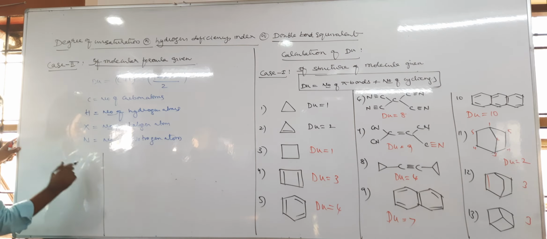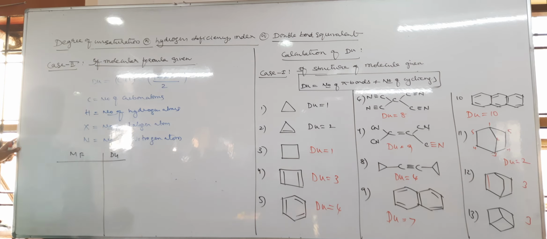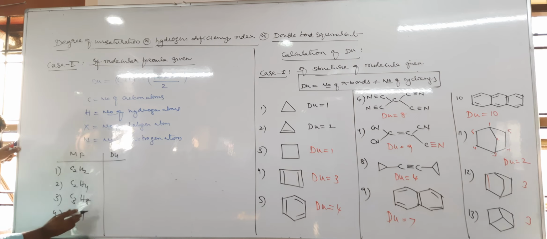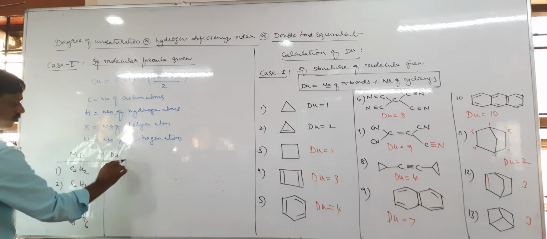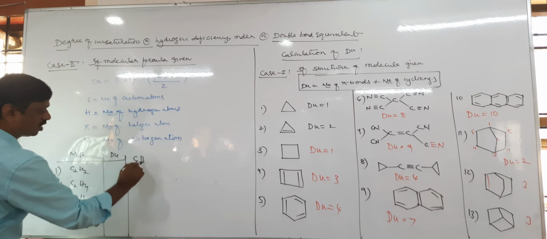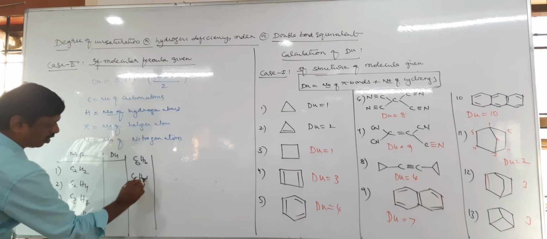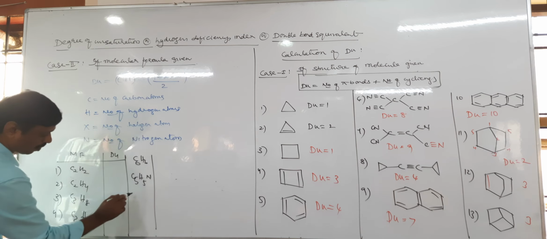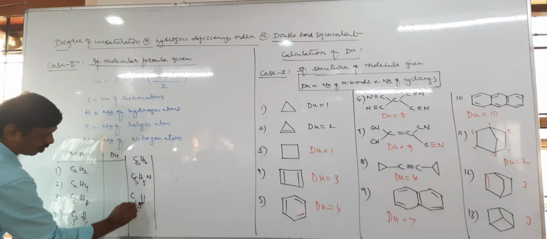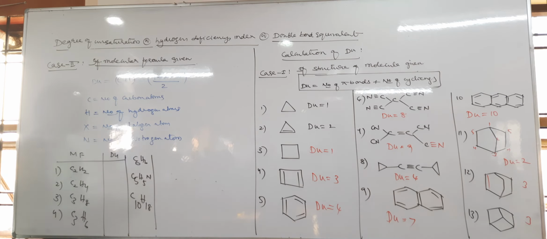So, molecular formula and DU: 1, C2H2; 2, C2H4; 3, C3H8; 4, C3H6; then C6H6; C5H5N; next, C10H18. Tell me, calculate the degree of unsaturation from the given formula. Come on, tell me. C2H2.